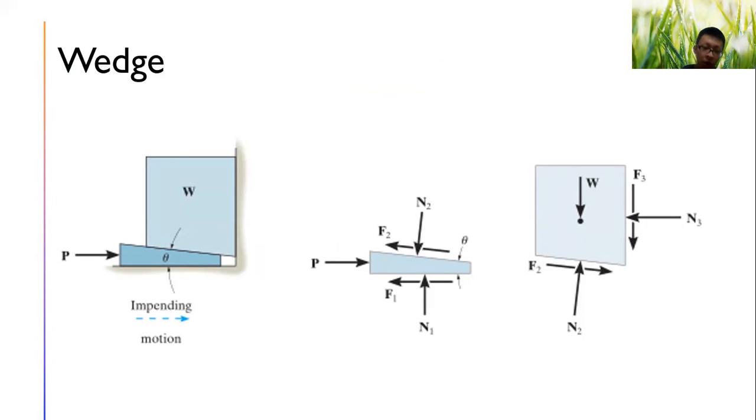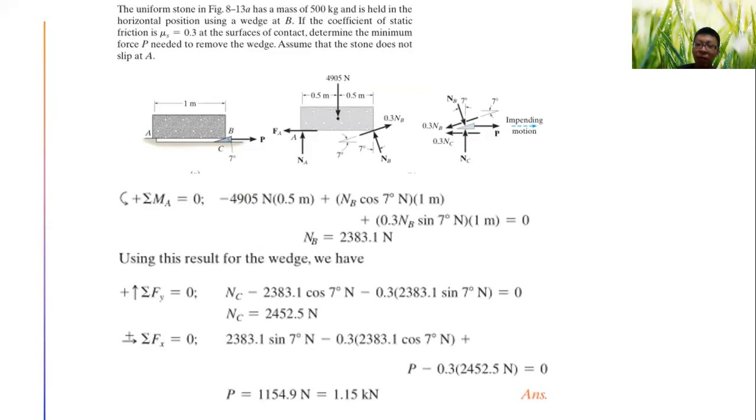This will be the last section of my video presentation. It will be a bit complicated since it involves a lot of forces, and of course frictional force, which is the main topic being discussed here. So this is an example. There's a uniform stone and also a wedge at point B, and it asks how much impending force is needed to push the stone. First of all, we need to calculate the friction force.